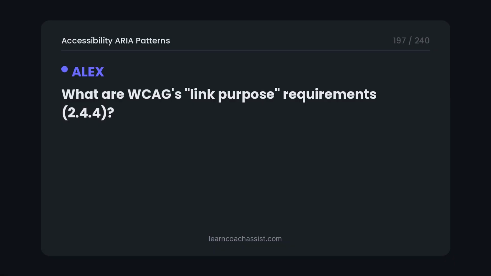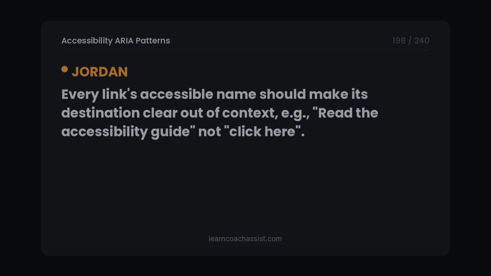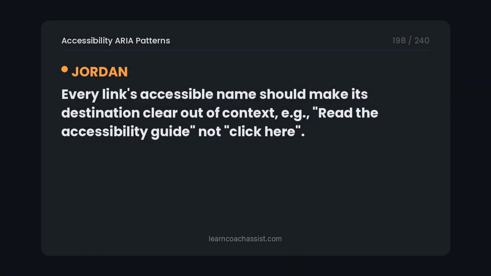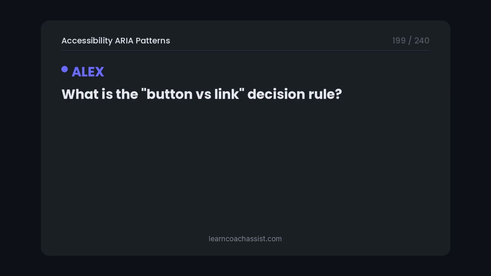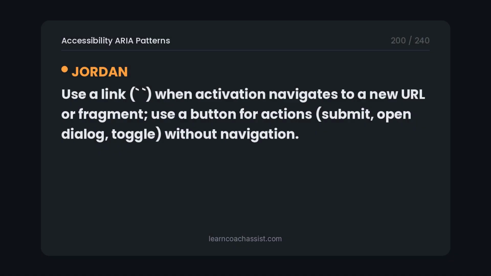What are WCAG's link purpose requirements? 2.4.4. Every link's accessible name should make its destination clear out of context, e.g., read the accessibility guide, not click here. What is the button versus link decision rule? Use a link when activation navigates to a new URL or fragment.